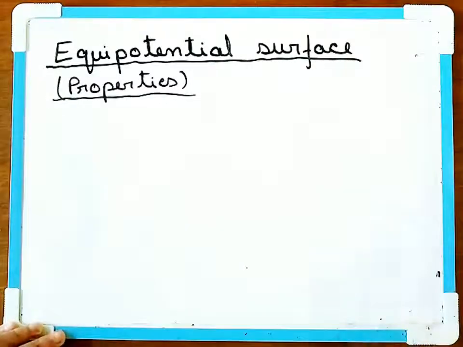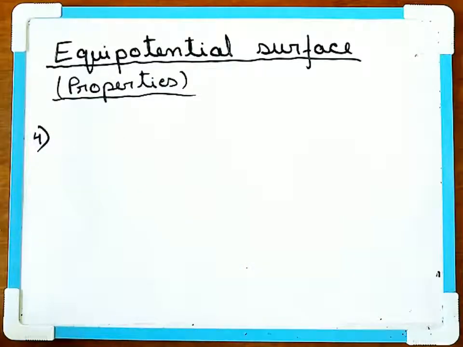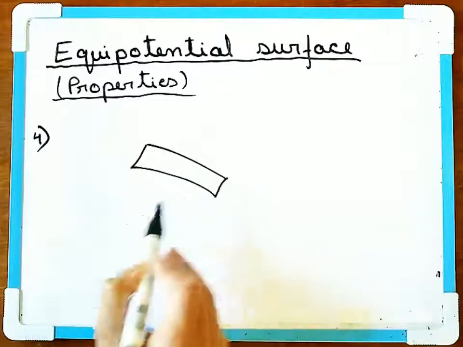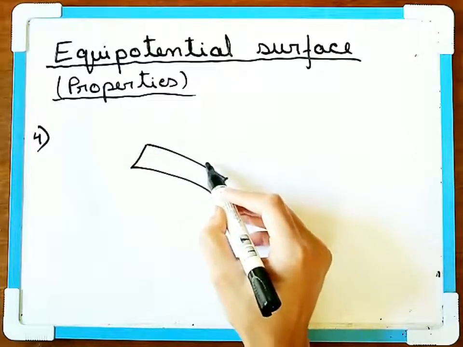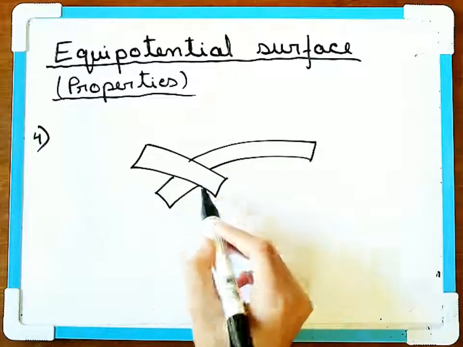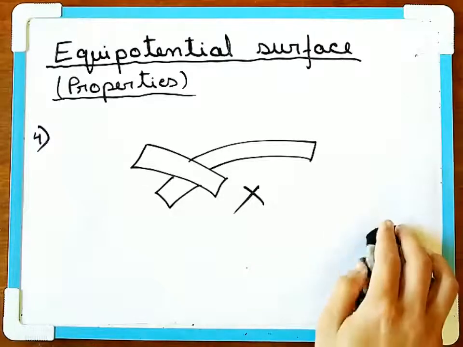Now the fourth property is that no two equipotential surfaces can intersect one another. So you cannot have, say, one equipotential surface like this and another one like this. So this cannot be the case. Okay, so if we have equipotential surfaces, they cannot intersect one another. Just like electric field lines cannot intersect one another, equipotential surfaces also cannot intersect one another. So that is the fourth property.